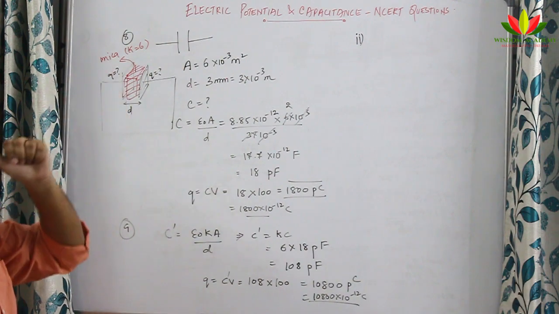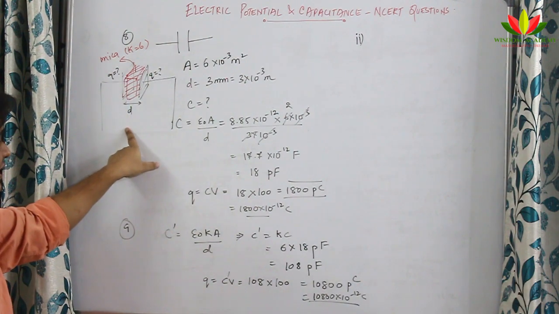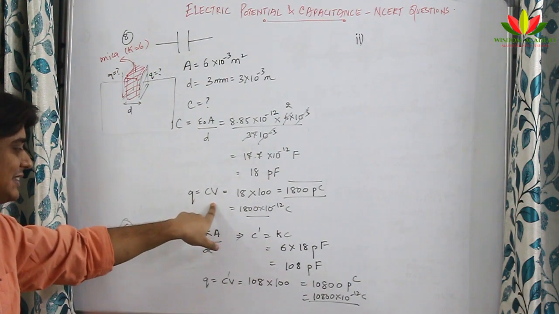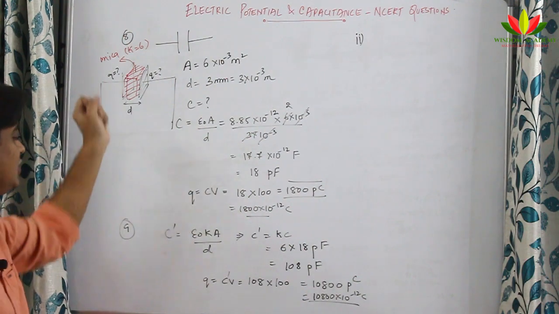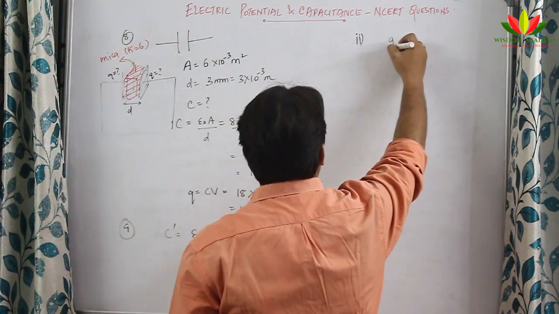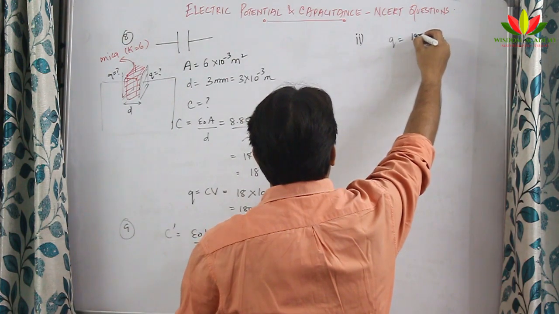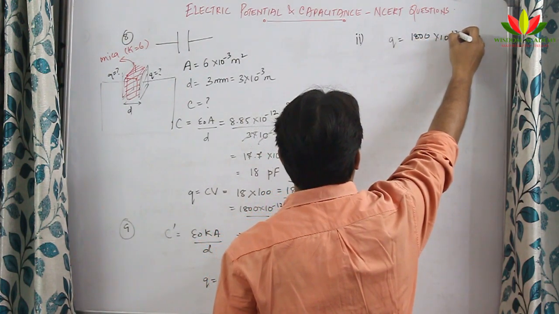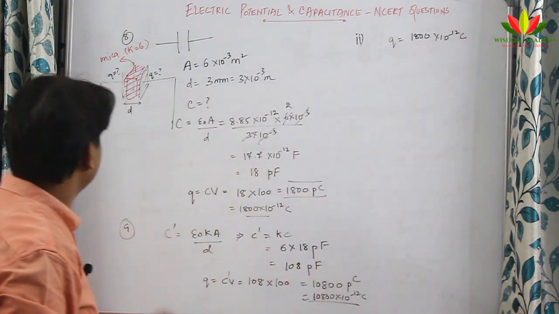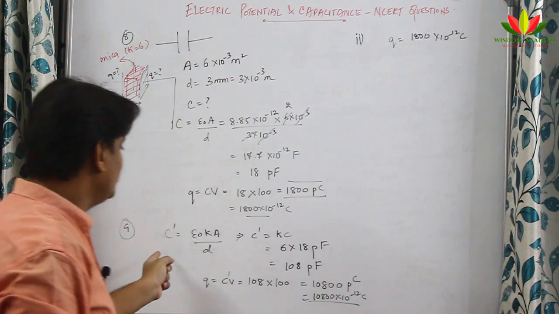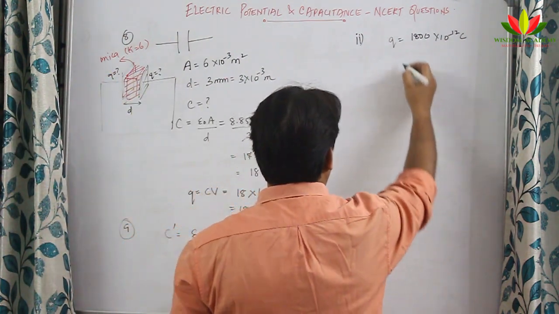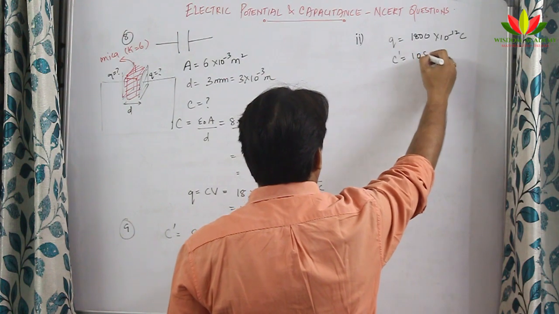What will be the new potential on this? When there was no V, then definitely the charge will also remain the same, it will not become this charge. So what charge was initially there? Initially the charge was 1800 into 10 power minus 12 coulomb. And what is the C value? C value after putting the dielectric is 108 picofarad.